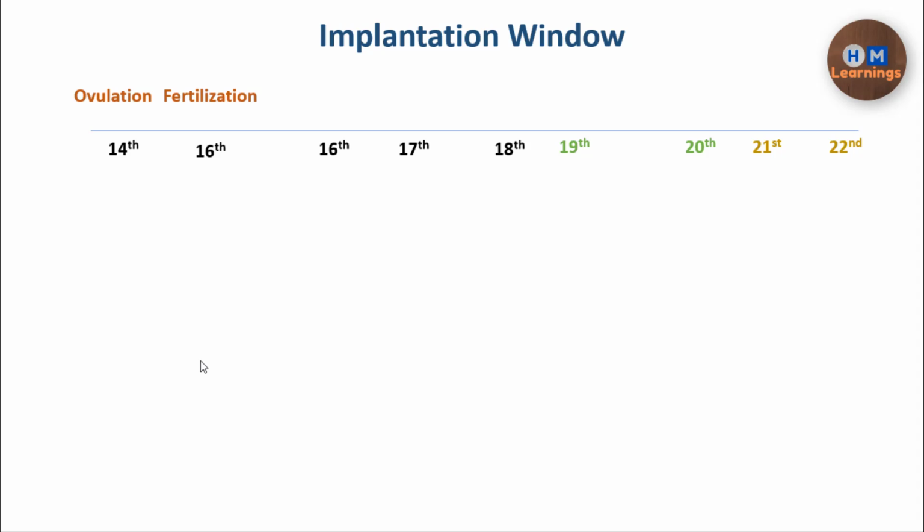Here we are talking about a cycle in which ovulation and fertilization have happened. We have seen in the video on early embryonic development that if fertilization has happened on the 16th day, then from the 16th day till the 22nd day, a duration of around 6 days, certain maturation events happen in the conceptus, including the cleavage, resulting in the formation of a 16-cell stage called a morula.